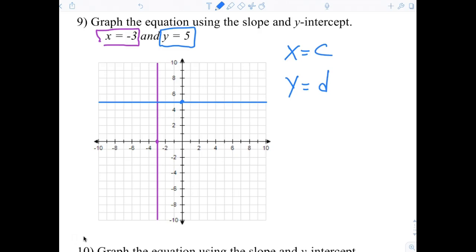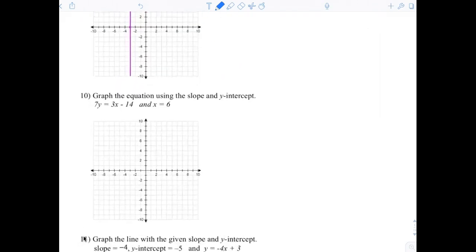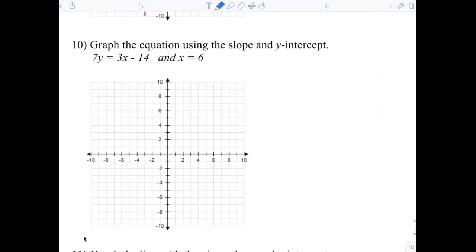All right. Now, let's take a look at number 10. Sorry for the interruption. First thing on number 10, I need everybody to put it into y equals for me.